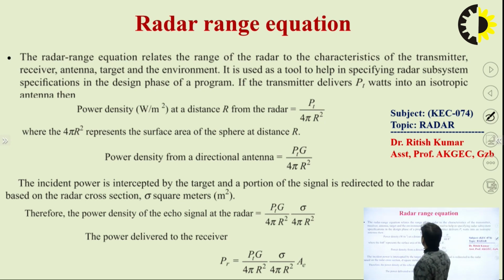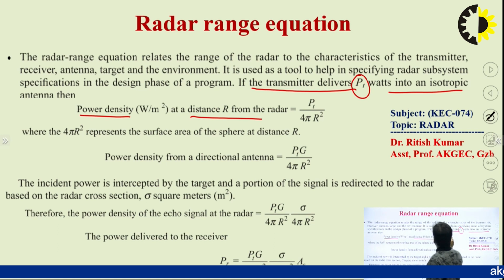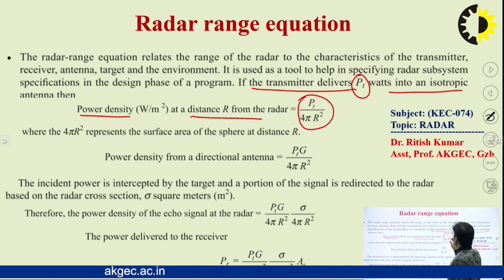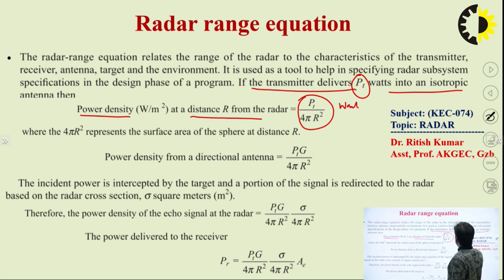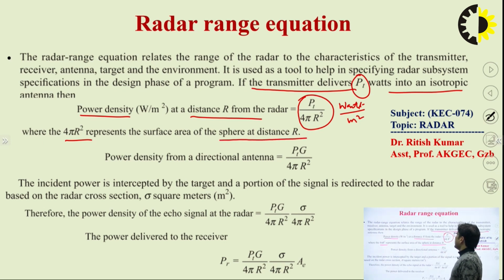So you can see here, if the transmitter delivers the power PT watt into the isotropic antenna, and here we are using the isotropic antenna, then the power density at a distance of r is equal to PT upon 4 pi r square. The unit of it is watt per meter square. So obviously this is a power density here, and r is the distance between the radar and the target. So 4 pi r square represents the surface area of a sphere at a distance r.